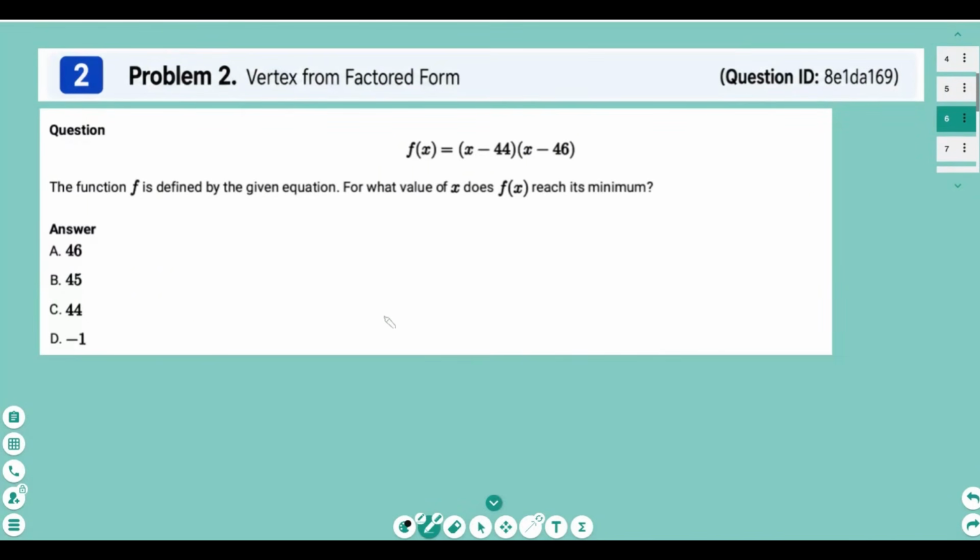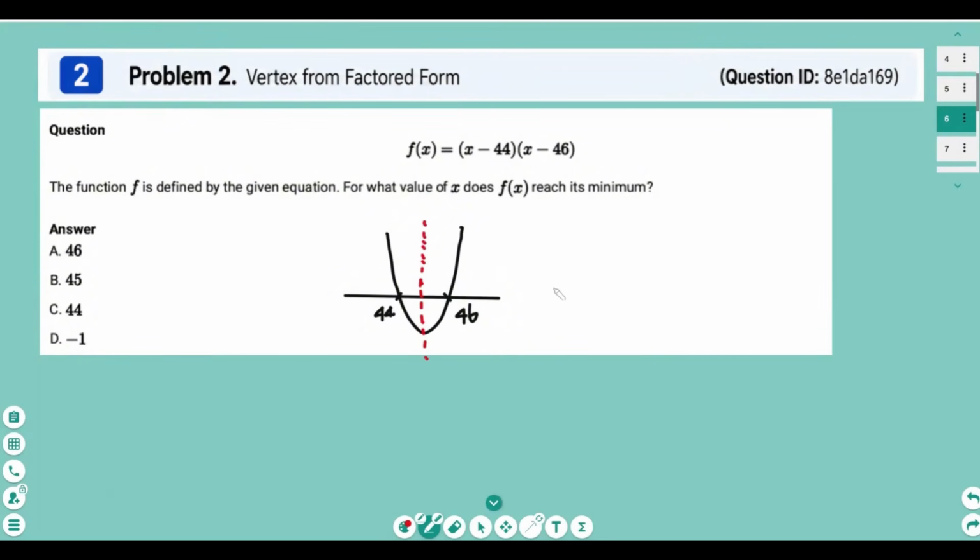Would you grab this, or can you find the answer directly from the algebra? The function is in factored form, which represents a parabola opening upward with the x-intercepts at 44 and 46. The question asks for the value of x where f of x reaches its minimum. This minimum occurs right at the vertex, which lies exactly halfway between the two x-intercepts.